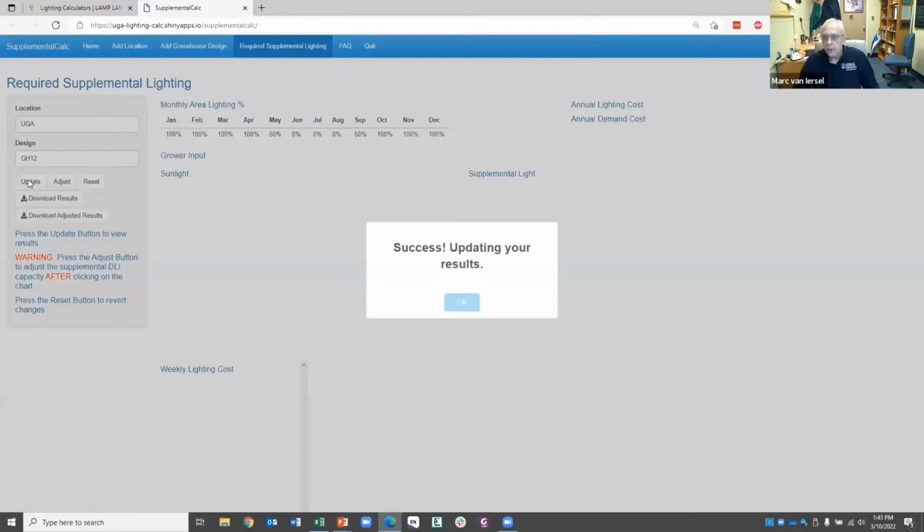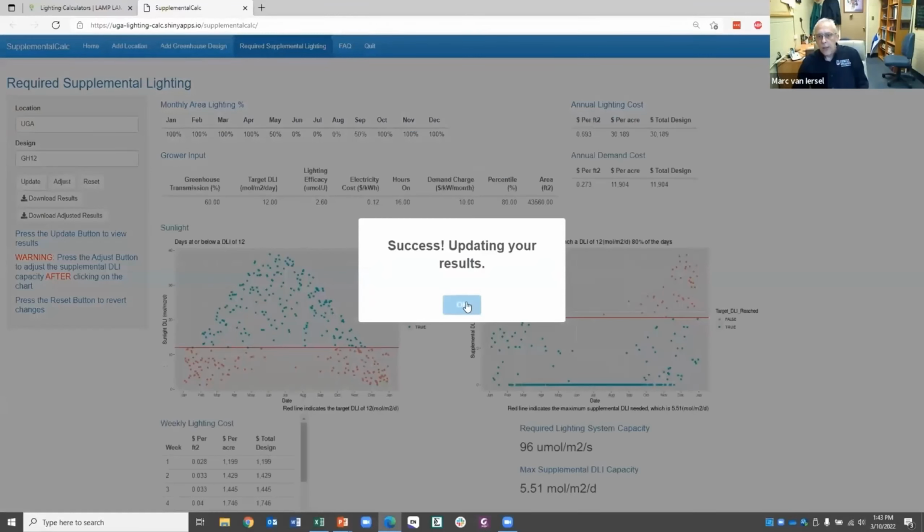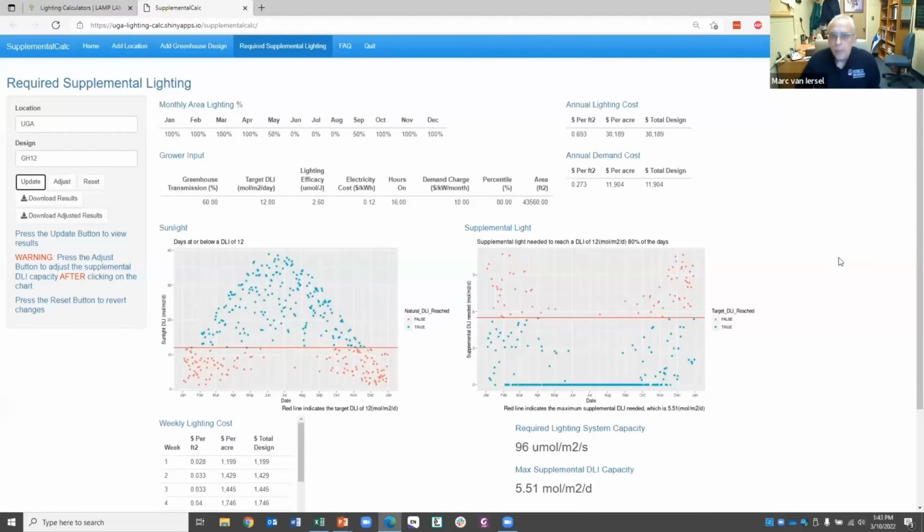We need to click update here to actually get the results. And here they pop up. And so I'll talk you through what you see on the screen here. So in the top left, you see the information that you entered as a user. So the percent of your greenhouse facility that is going to get supplemental lighting, the specific information that you entered about your specific greenhouse configuration.